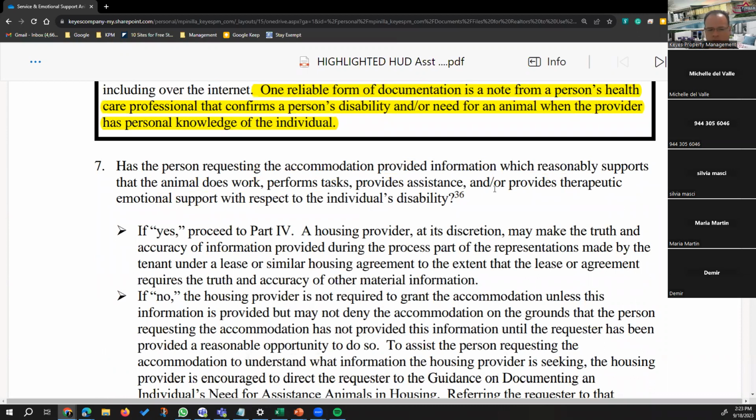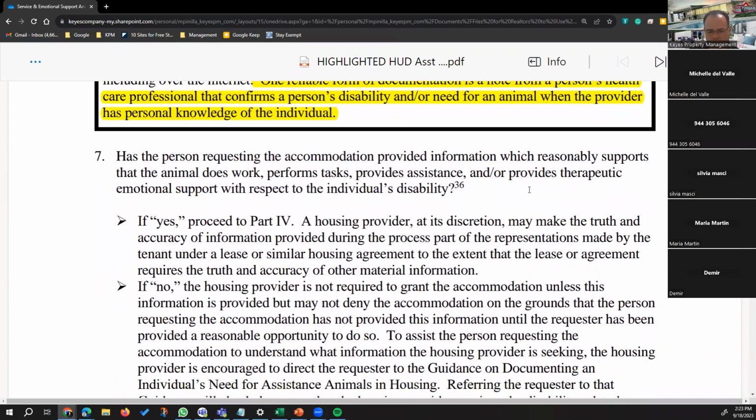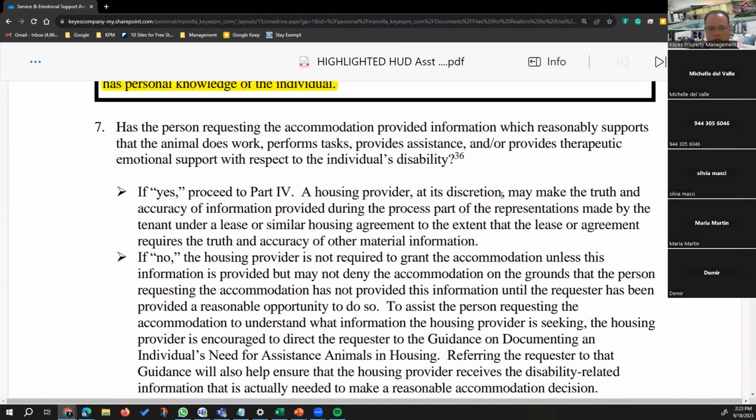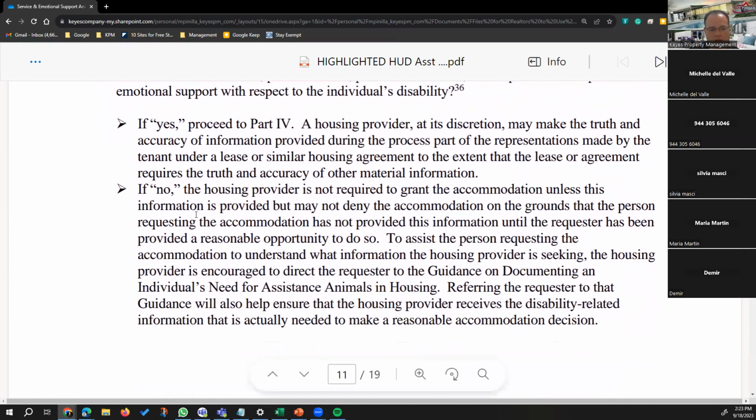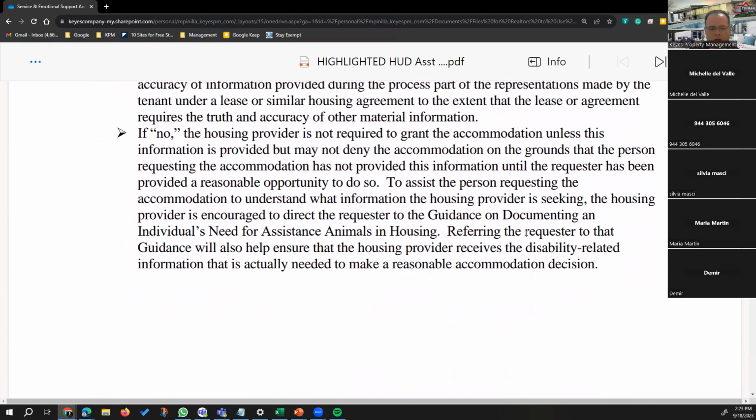So if they provided enough information that says, hey, we should have this animal, then the owner should use discretion to make a lease and allow them to move in. Again, if they do not, then the housing provider is not required to grant the accommodation.